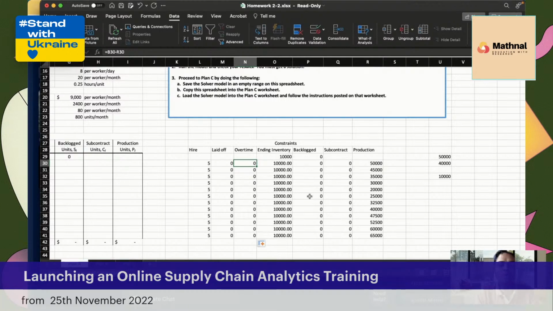equal to zero. It's a very interesting scenario. Forecast is equal to production, so we don't require subcontracting, we don't require overtime, and backlog is also zero.